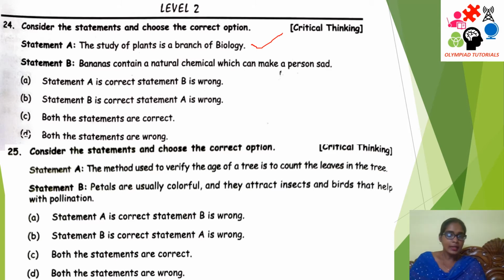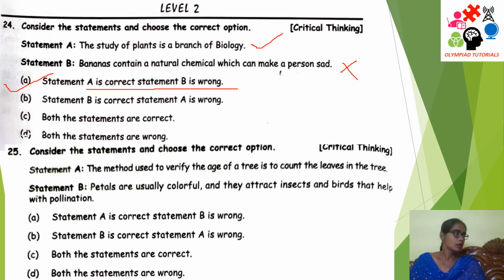Next statement B, bananas contain natural chemicals which can make a person sad. I don't think anyone, while eating a banana, feels sad because a natural chemical is released. We feel very happy when we eat fruits, and especially when we have bananas around, we'll be very happy to eat them. You know, monkeys also enjoy bananas so much. So statement B is a wrong statement. So here option A is going to be correct, that is statement A is correct and B is wrong. The level 2 questions are a bit tough. You have to think for a while for selecting the proper options.